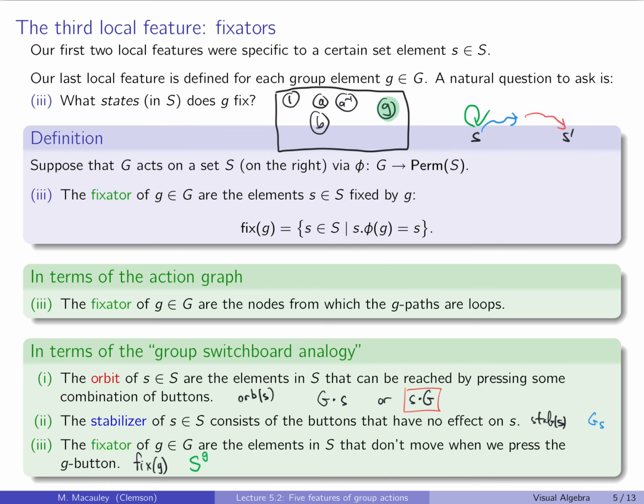So some books just call it the fixed set of G or the fixed point set of G, something like that. I don't like that because one of our global features is going to be a set of fixed points, so I don't like having a fixed point set and a set of fixed points together. And I tried Googling it and I don't find very many books that call this the fixator.